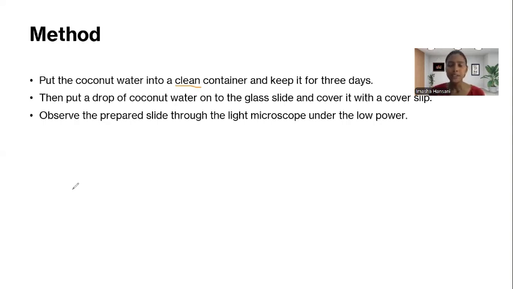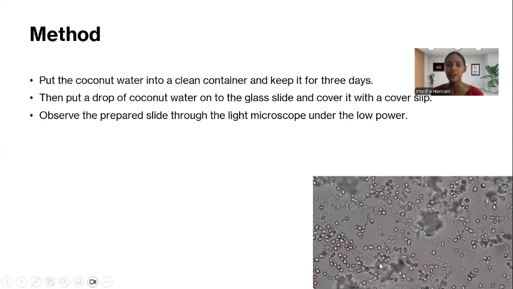You have learned there are 3 powers: low power, medium power, and high power. Here we are only using low power to observe microorganisms. Beyond that, we don't go. So we observe the prepared slide through the light microscope under the low power. Do you know what we can observe? We can observe something like this. Let me show you.